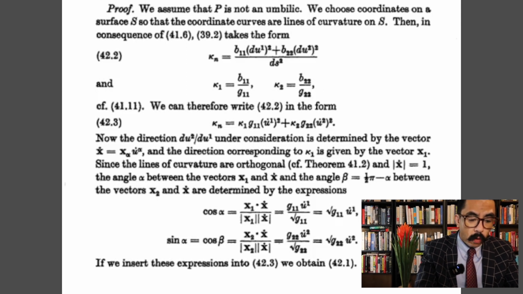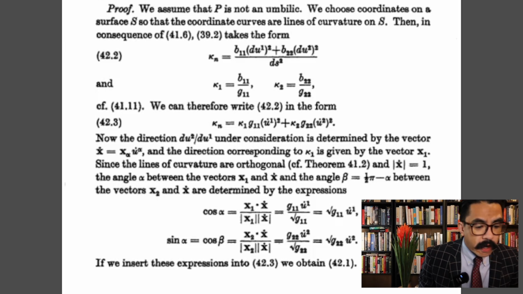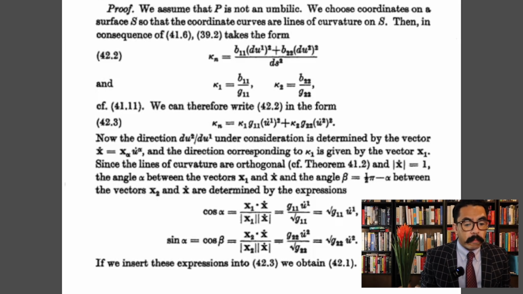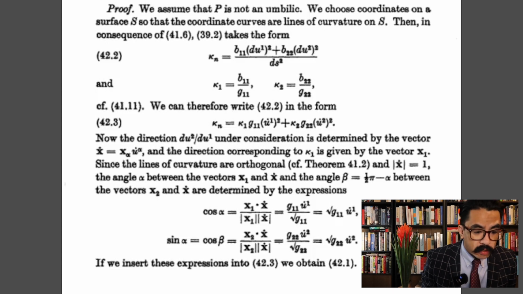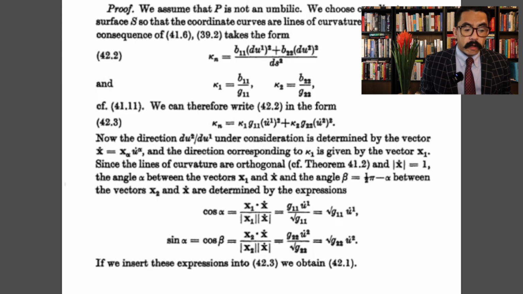Since the lines of curvature are orthogonal, refer back to Theorem 41.2, and the magnitude of x dot is equal to 1, the angle alpha between the vectors x1 and x dot and the angle beta, which is equal to pi over 2 minus alpha between the vectors x2 and x dot, are determined by the expressions cosine alpha equals the fraction with the numerator of the scalar product between x1 and x dot and the denominator, which is the product of the magnitude of x1 with the magnitude of x dot, which is equal to g sub 1 1 times u1 dot all over the square root of g sub 1 1, and this is all equal to the square root of g sub 1 1 times u1 dot.